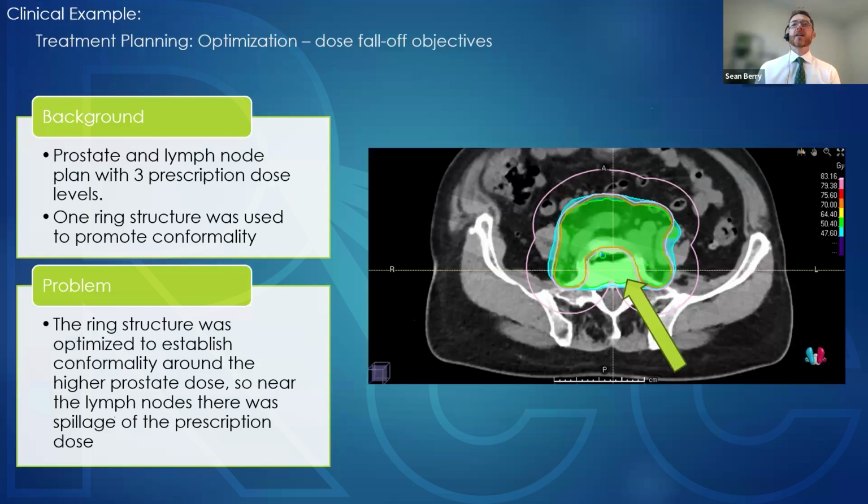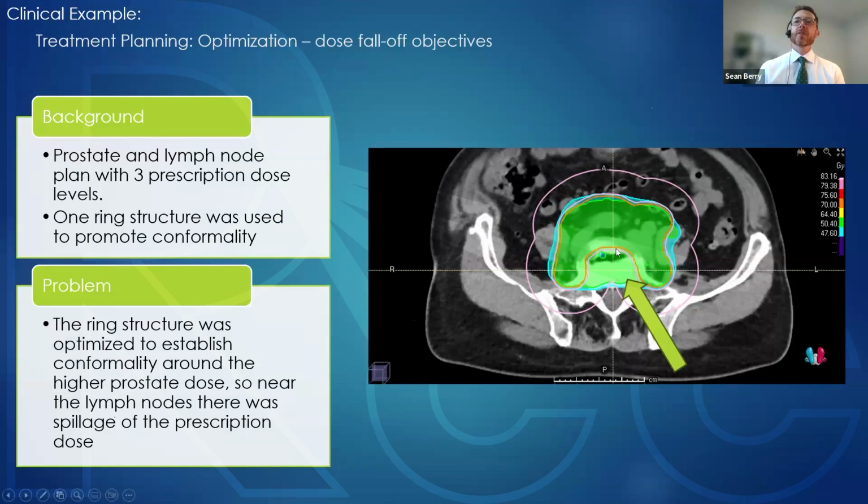So this patient is being treated to the prostate as well as the lymph nodes above the prostate. And the prostate was going at a high dose per fraction, and at the same time, the lymph nodes are going to a lower dose per fraction. And what happened was they created this ring structure around the prostate and the lymph nodes, but when they constrained the dose to that ring structure, that dose was related to the high dose per fraction prostate part, not the lower dose per fraction lymph node part.